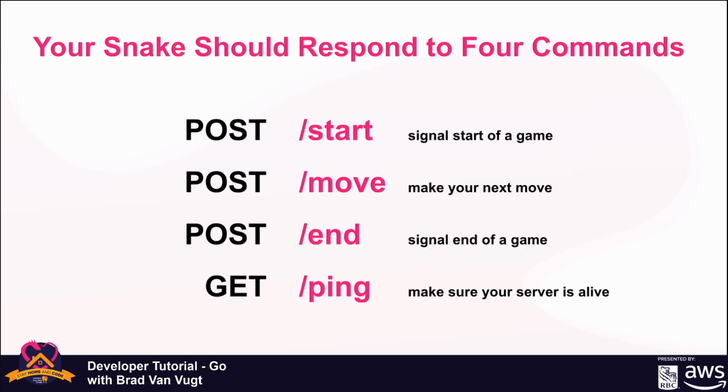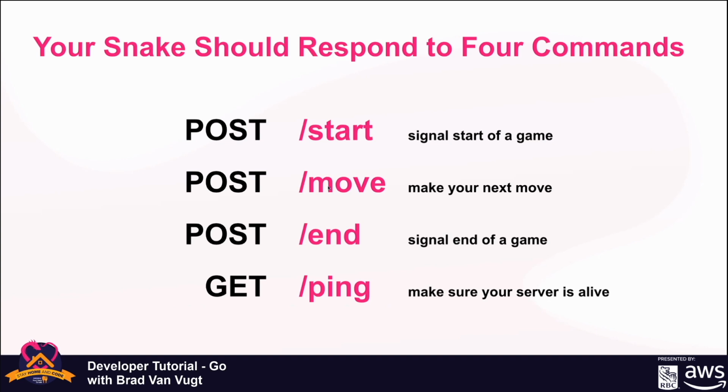The API itself is actually super simple. There's only 4 commands. They are the start command, the move command, the end command, and the ping command. So the start command you're going to get at the start of every game. It's just telling your snake that, hey, a game started, your snake is in this game. If you want to do anything before the game starts, here's your chance. And so you'll get that signal. You don't have to reply to that if you don't want to. That's sort of an optional command.